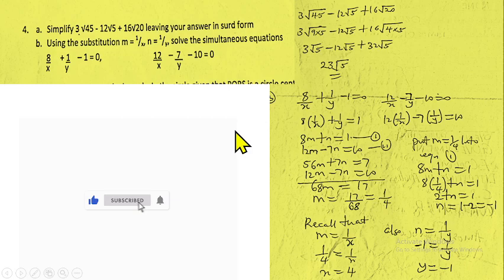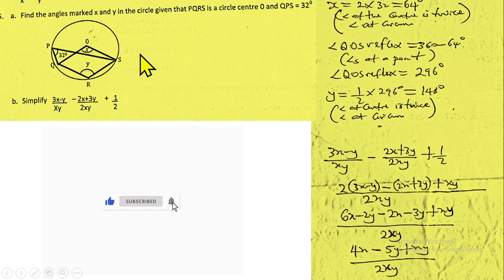Now question number 5 is the last question for the theory. The first one is on circle geometry. Find the angles marked x and y in the circle, given that PQRS is a circle with center O. Angle QPS is 32 degrees. You have to find the value of x and y here. It's quite simple as well, although the diagram is not well drawn, but you can still work with it if you understand circle geometry very well.